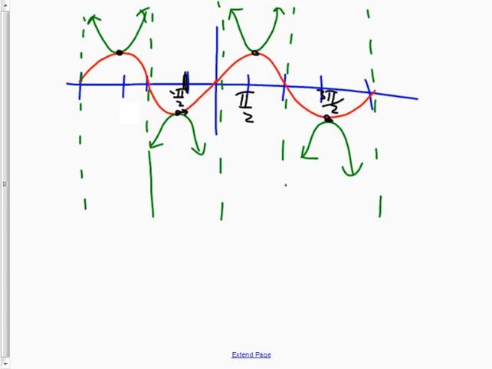Now here's the advanced what you have to do. What if they ask you to graph 3 cosecant of, I'll even make it a little harder, 2 theta, or 2x? I guess we usually use x in that scenario.